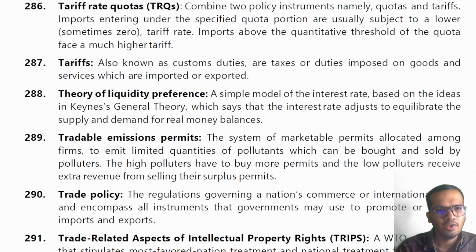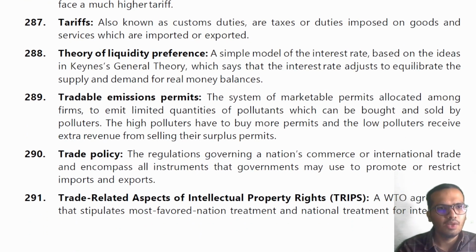Then we have tariffs, also known as customs duties, which are taxes or duties imposed on goods and services that are either imported or exported. Then we have number 288, theory of liquidity preference. So a simple model of the interest rate based on the ideas in Keynes' General Theory, which says that the interest rate adjusts to equilibrate the supply and demand for real money balances.